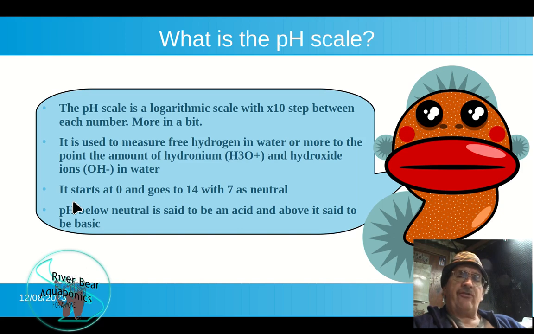The pH scale starts at 0 and ends at 14, but it technically doesn't have an end and it technically doesn't really have a beginning. 0 doesn't mean 0 as in nothing. 0 is just a starting point as in 0, 1, 2, 3. pH below neutral, and I'll explain what neutral is in a second, is considered an acid and above neutral is considered a base.